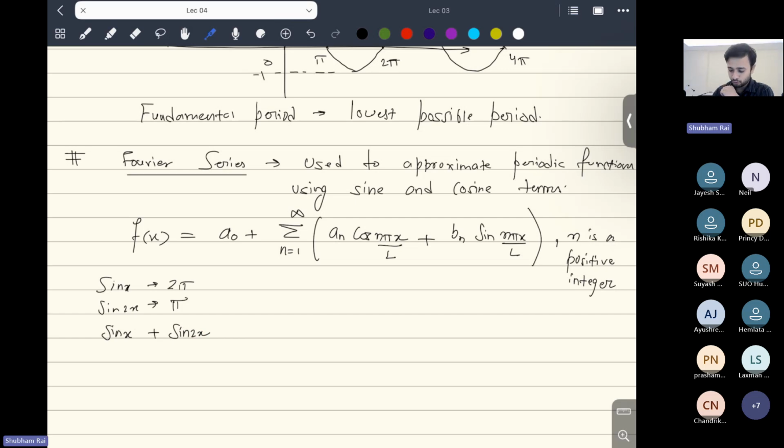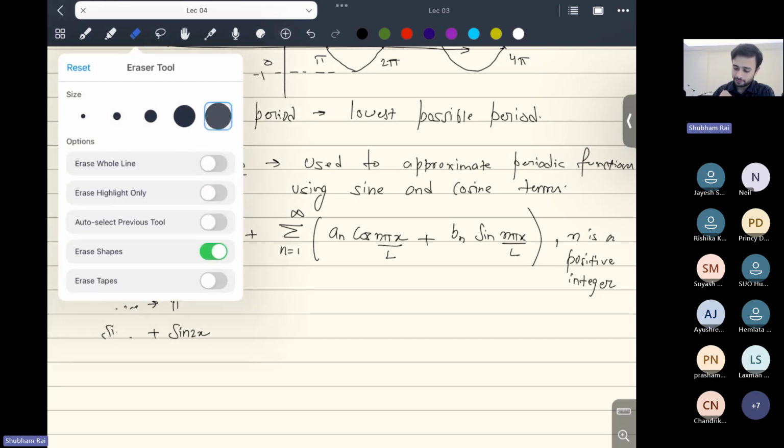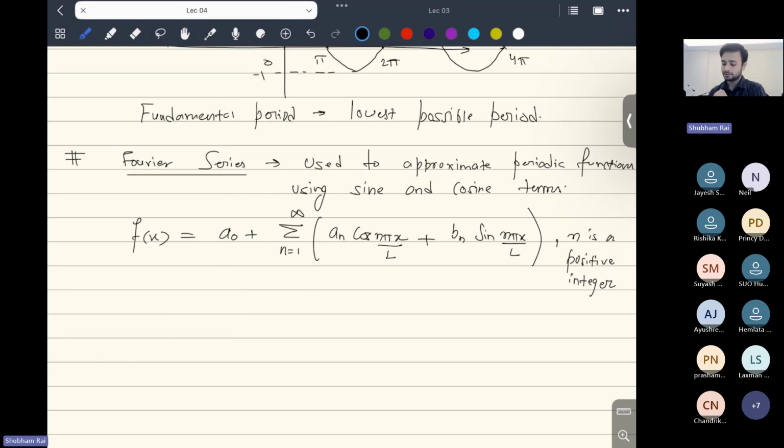The period of this addition will be 2 pi only, because we cannot go to the lowest period. If we say the period is pi, sine x will not repeat after pi. So we'll have to go to the largest possible period of the term present in the summation. So the period will be 2 pi. Similarly, to find the period of this series, the largest period comes when we substitute n is equal to 1. Otherwise it will be 2 pi x by l, 3 pi x by l, so the fundamental period will keep on decreasing.